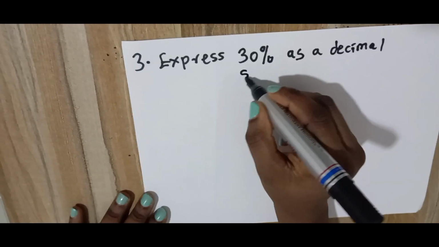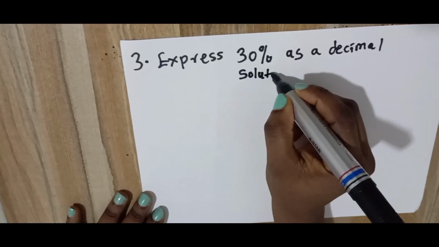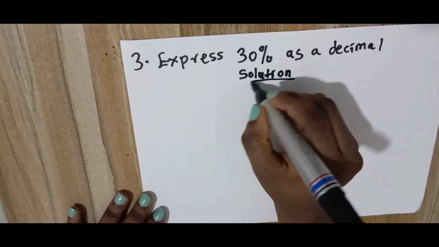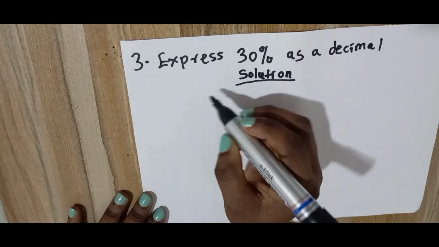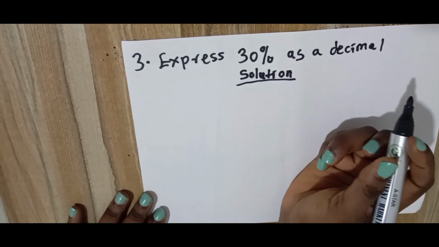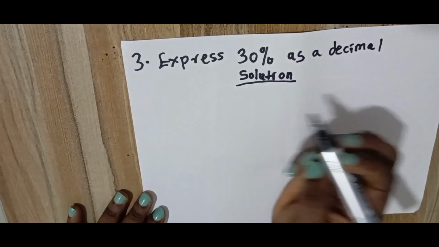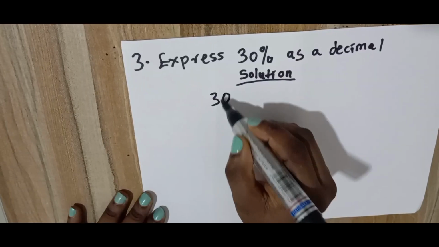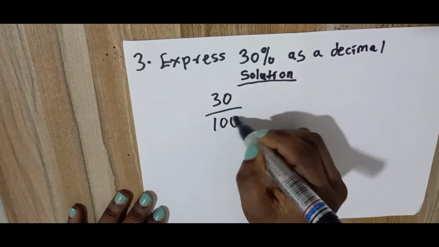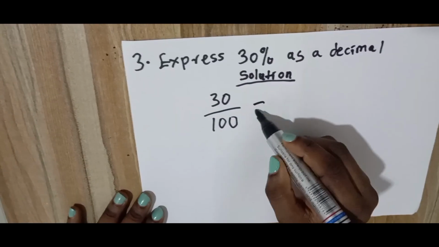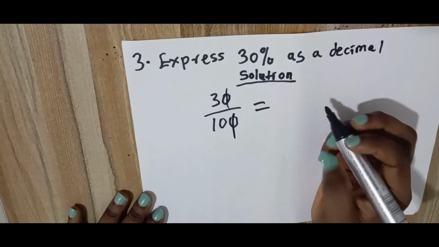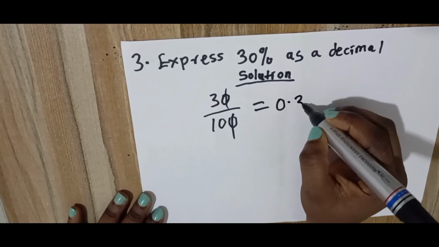Okay, so let's dive into the solution. This is very simple and straightforward. All you just need to do is 30 divided by 100, right, which is equal to 0.3 as our answer.